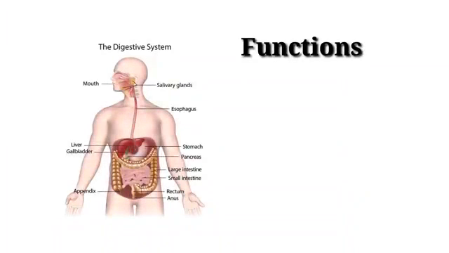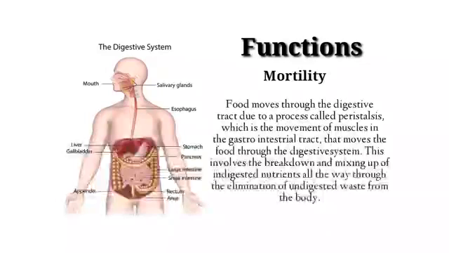The main functions of the digestive system include motility, that is, food moves through the digestive tract due to a process called peristalsis, which is the movement of muscles in the gastrointestinal tract that move the food through the digestive system. This involves the breakdown and mixing of ingested nutrients all the way through the elimination of undigested waste from the body.